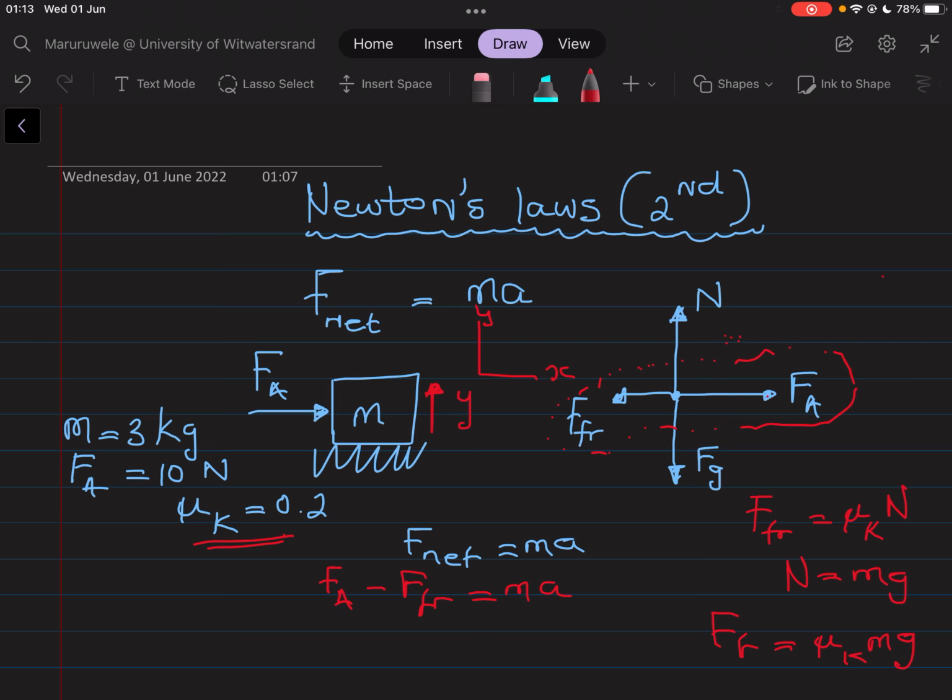So in this case, we're just gonna substitute straight from the formula: 10 minus, mu k is 0.2 multiplied by our mass, which is 3, multiplied by gravity, which is 9.8. It's equal to 3 multiplied by a. A is our unknown, we are calculating for acceleration. So this implies that acceleration is a certain number that you calculated from here.